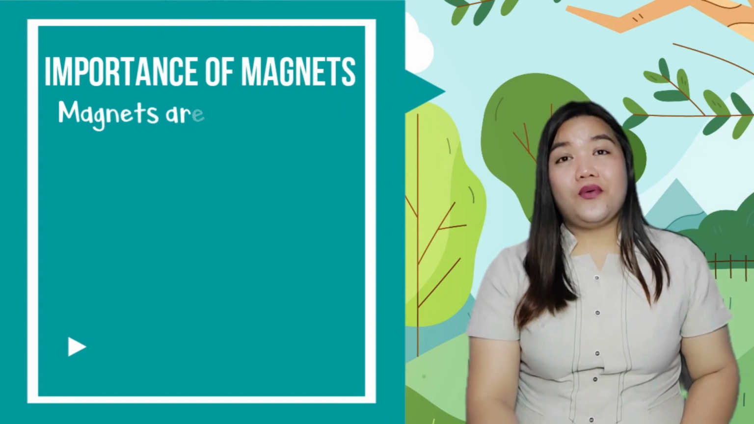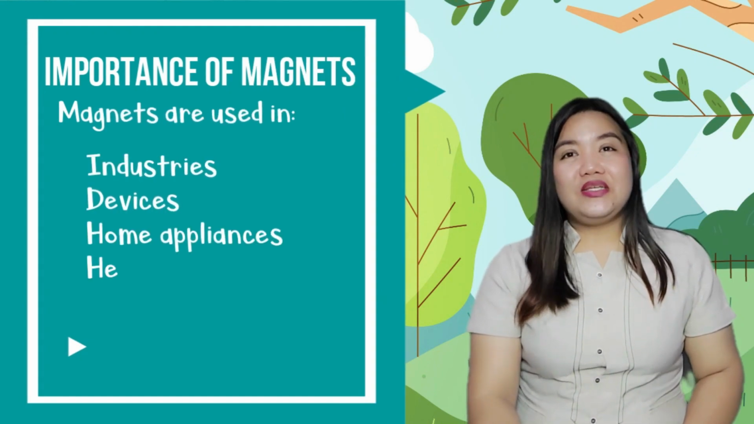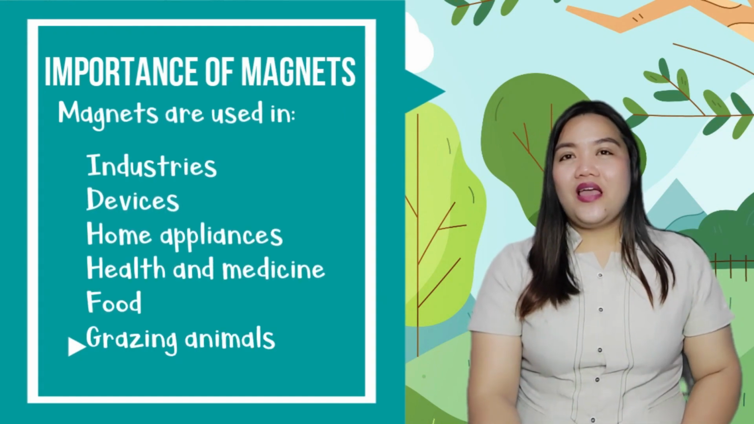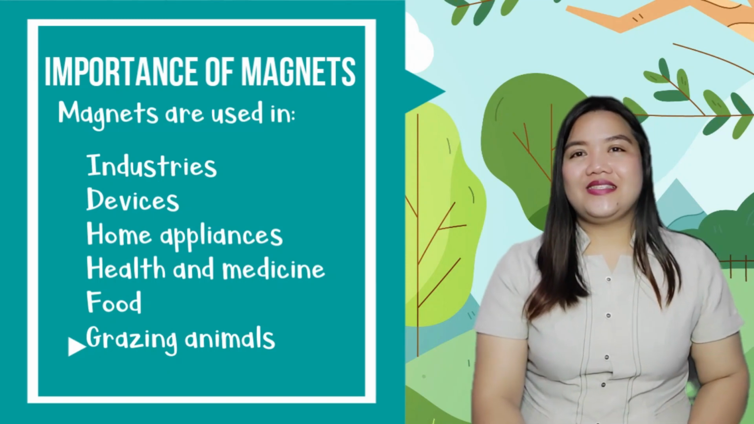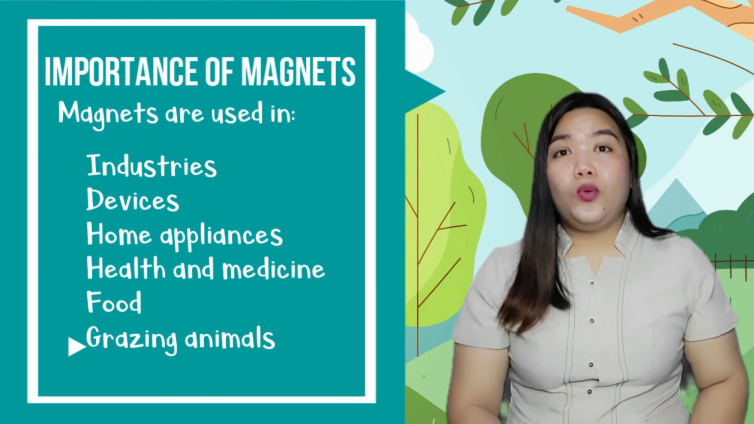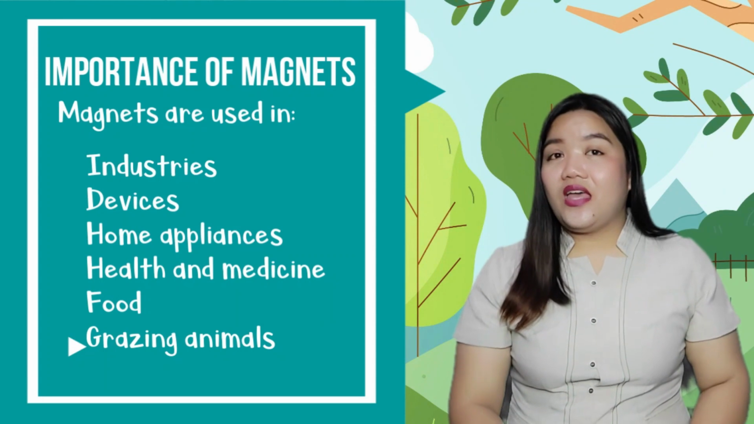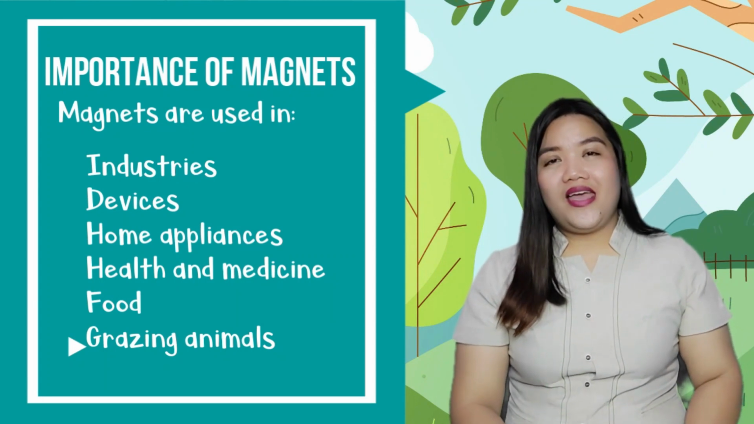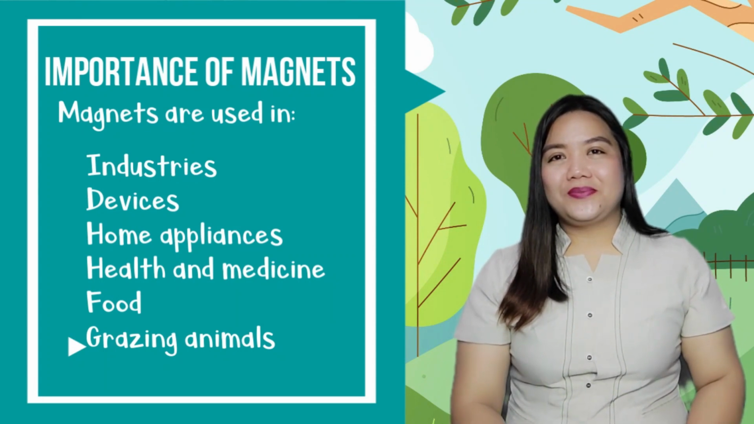Magnets play a very important role in our lives. Because of their magnetic qualities, magnets are used in many ways. They are used in industries, devices, home appliances, health and medicine, food, and grazing animals.